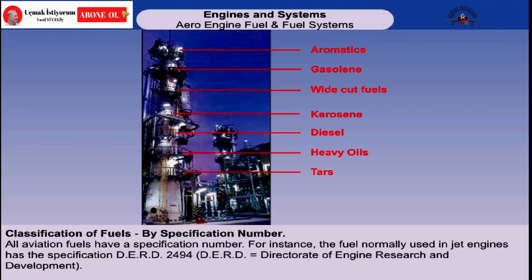Fuel specifications are the means by which producers and users of aviation fuel identify and control the properties necessary for satisfactory performance. All aviation fuels, then, have a specification number. For instance, Jet A1, the fuel normally used in jet engines, has a specification number DERD 2494. Other jet fuels have different specification numbers.